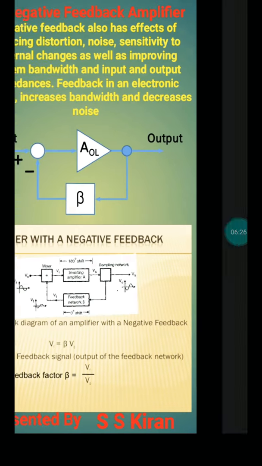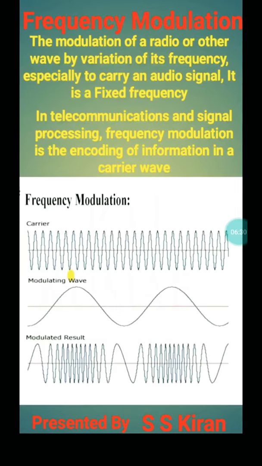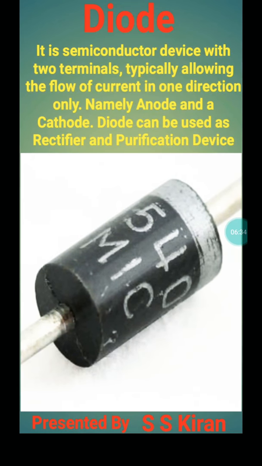I will discuss how questions may be asked in your exams, the other competitive exams, or RRB exams. The first question: a diode supports which way? The flow of current in only one direction. That component is called a diode. Second question: how is it used? A diode can be used as a purification device.